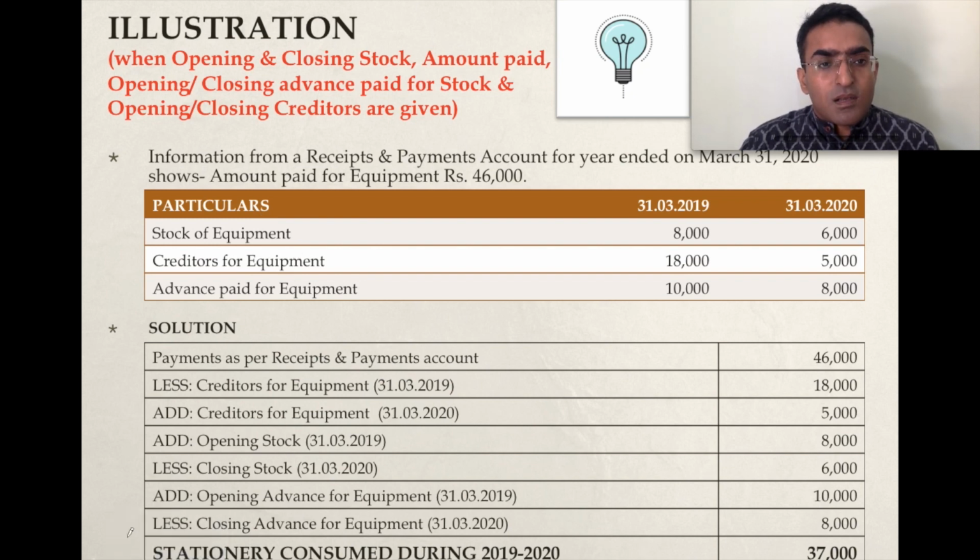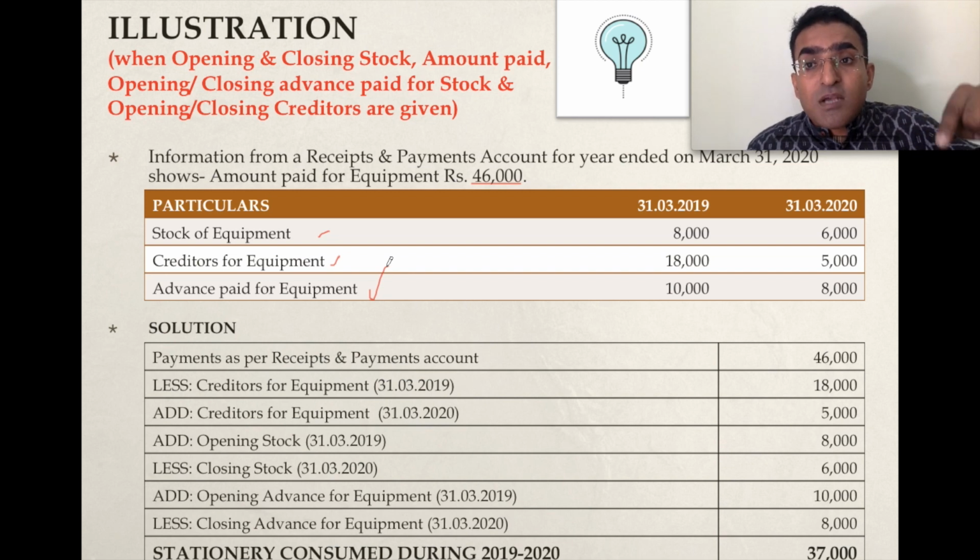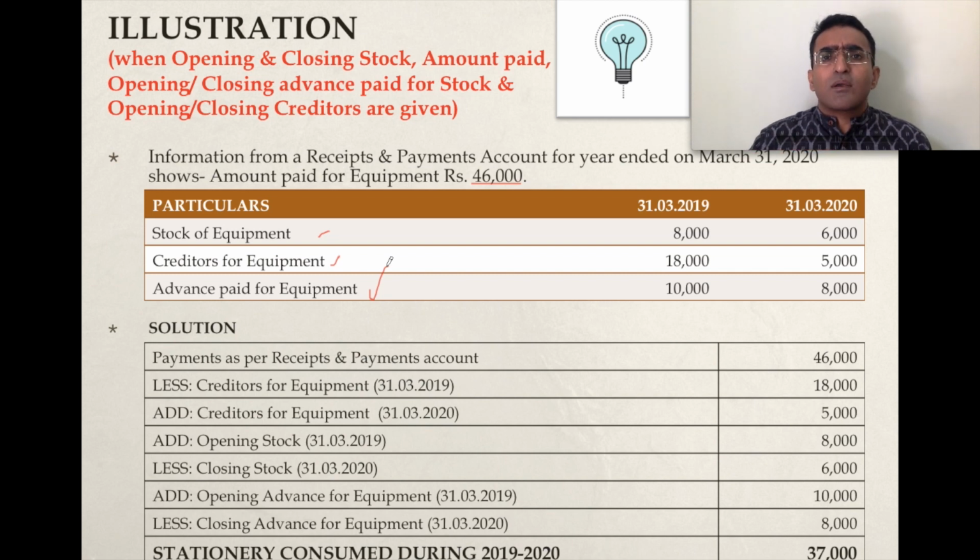Just take a look. This is a very similar question. Same amount paid. Instead of stationery, we have equipment here. Amount paid is 46,000. We have opening and closing stock, opening and closing creditors. Now it is advance. This is what in final accounts class 11 we were used to use, prepaid expenses. So what did we do with the prepaid expenses? We added the previous year prepaid and reduced the current year prepaid. That means opening prepaid was added, closing prepaid was reduced. The same thing is going to be done here also.